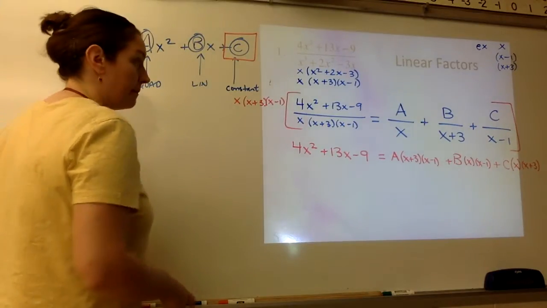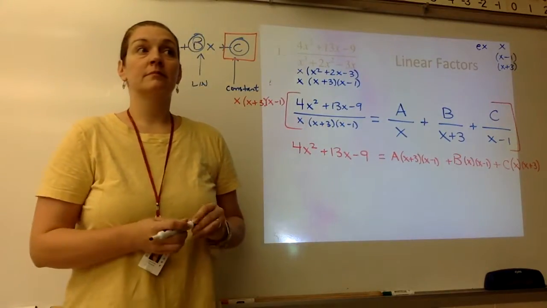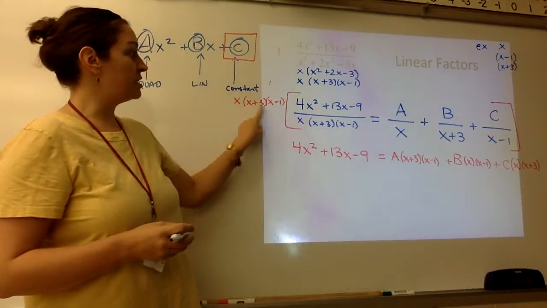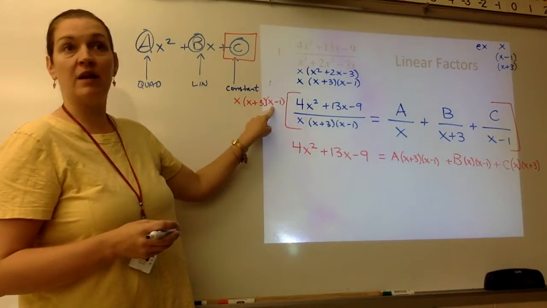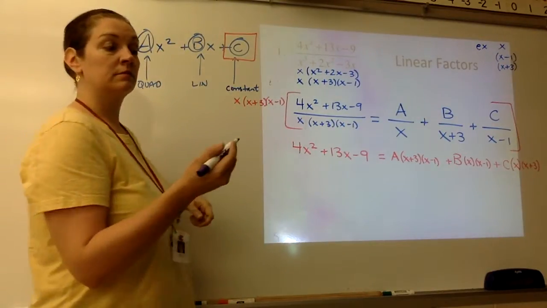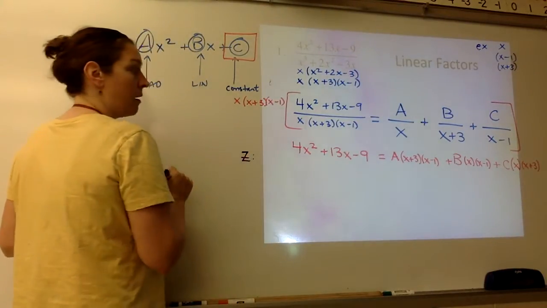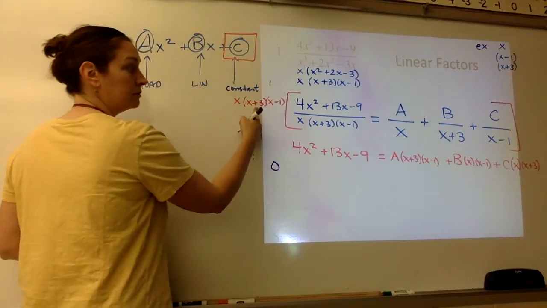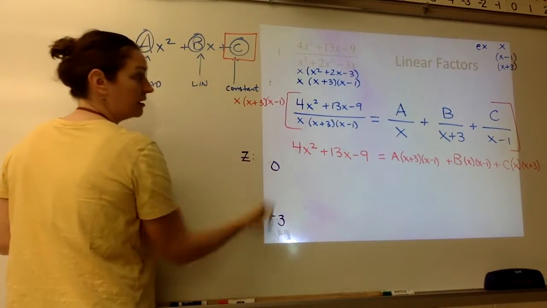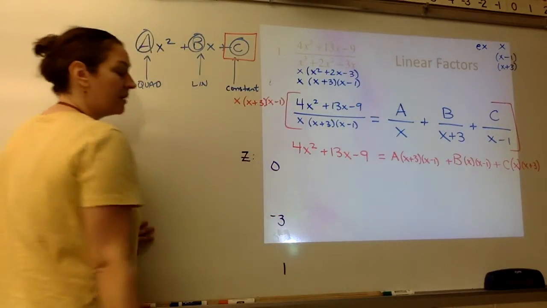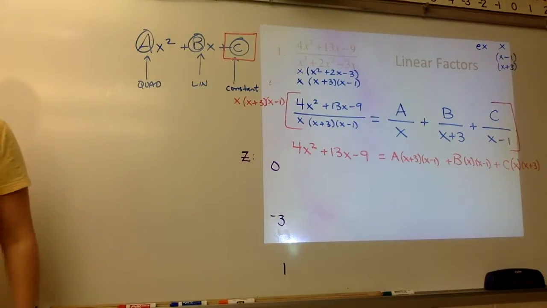Okay, next step, going to purple. What are the zeros? What makes each one of these red denominator values 0? What are those zeros? 0 is 1, -3, and 1. Okay, so I'm going to make a list of the zeros that turn the denominator into 0.